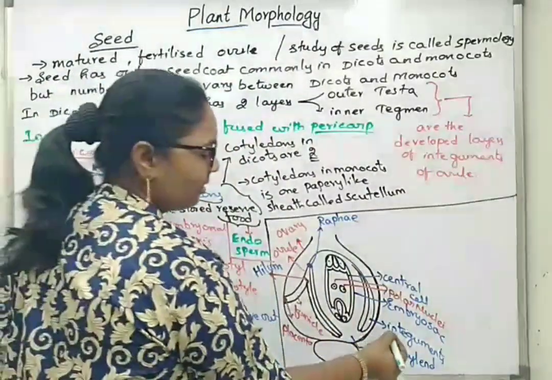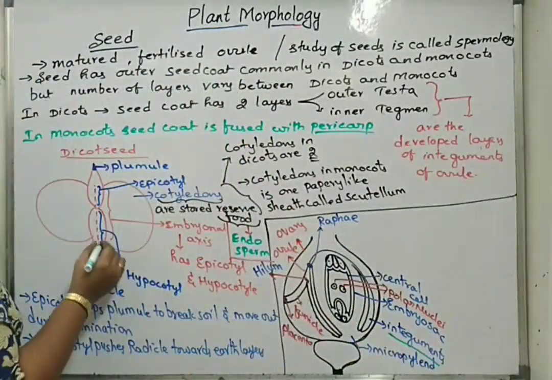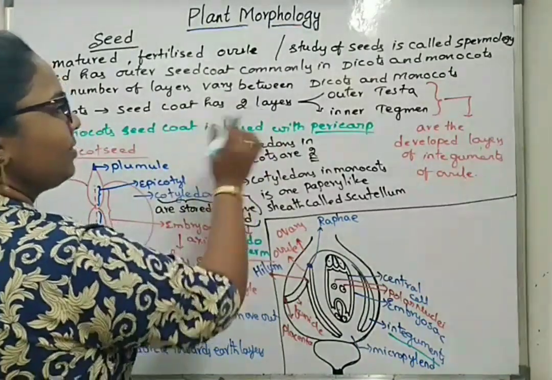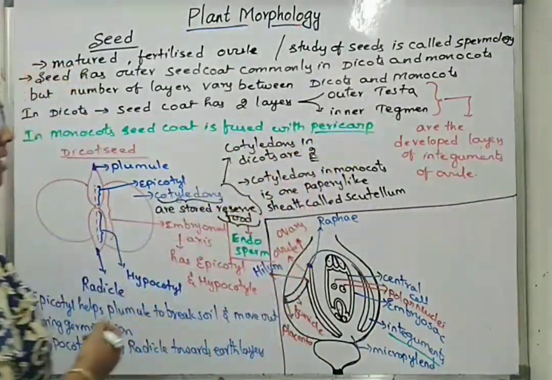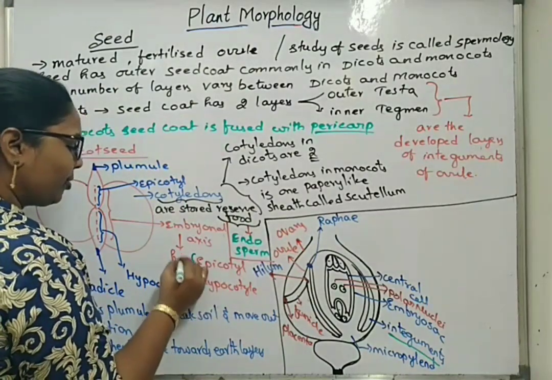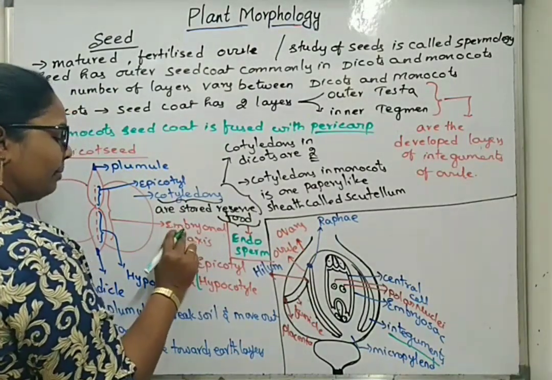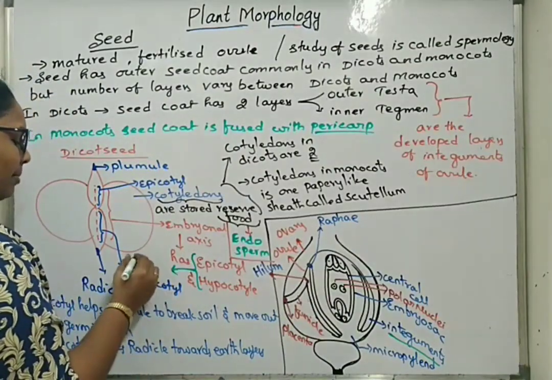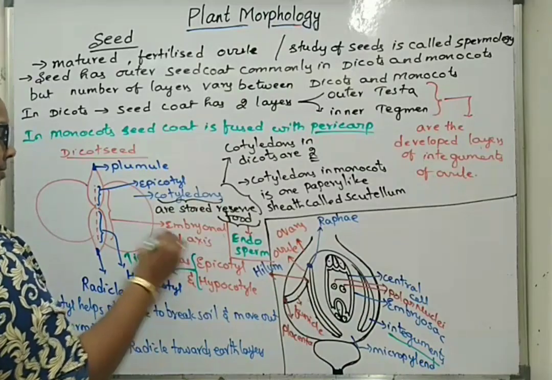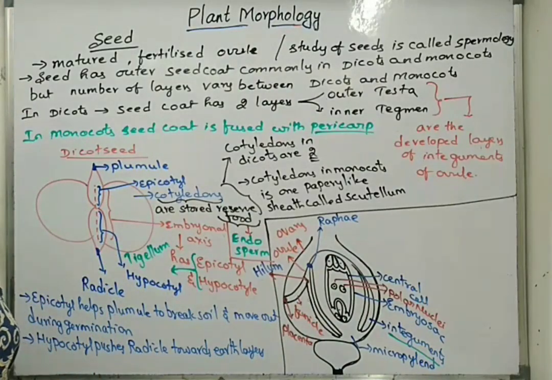So here we have seen the terms like integuments. Those integuments will be the outermost seed coat layers, which are converted into testa and tegmen. Here 2 terms we have written, epicotyle and hypocotyle, and also another term, embryonal axis. Epicotyle and hypocotyle combinedly are called tigellum.